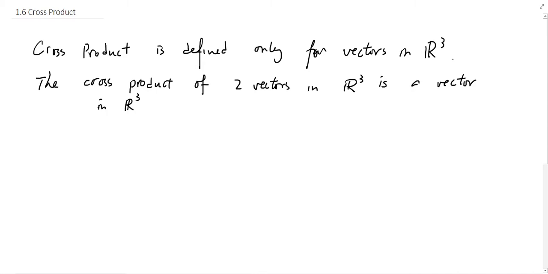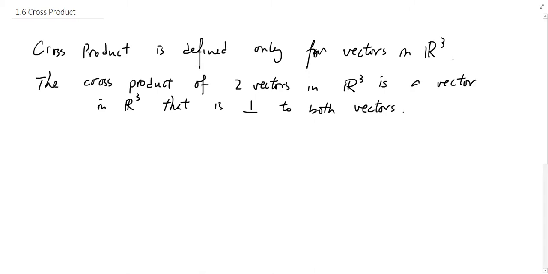So this is very unique because the only other product that we know that allows us to combine vectors together is the dot product. But the dot product actually does not return a vector, but rather returns a scalar. The cross product, on the other hand, allows us to combine two vectors in R3 and yet return a vector in R3. Okay, but there's something special about this vector. It's a vector in R3 that is perpendicular to both given vectors.